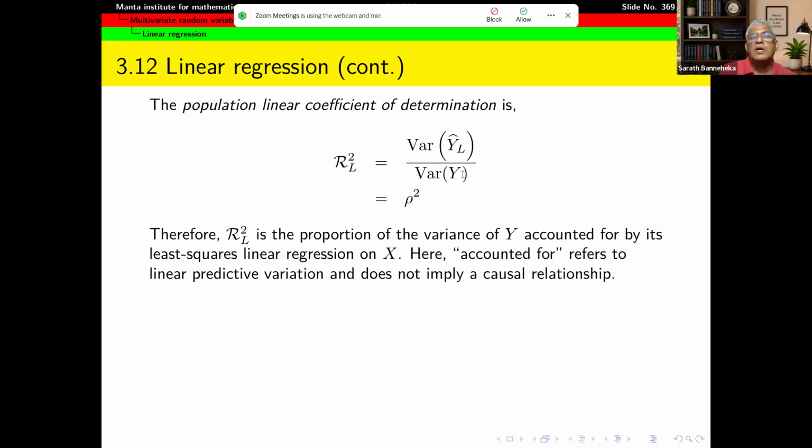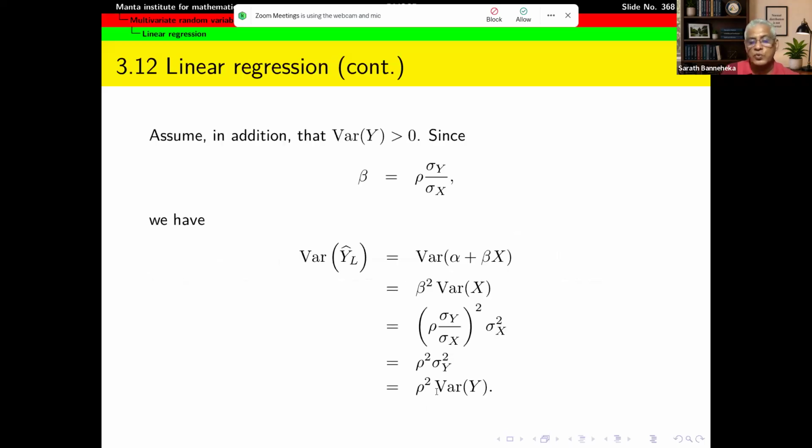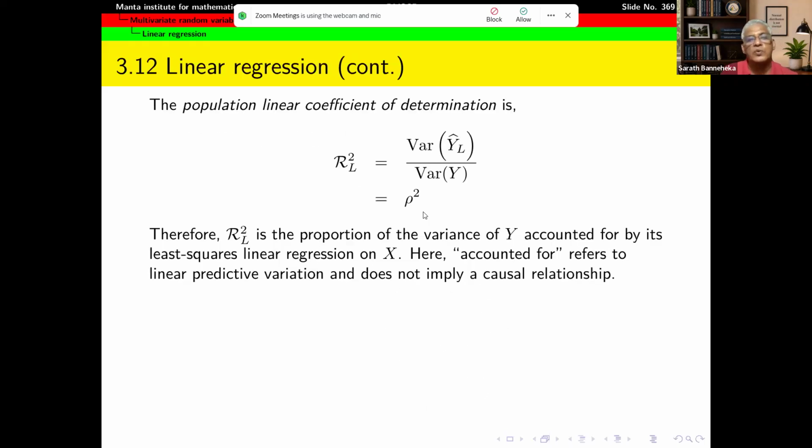And this is the variation of y without explaining by x, that is the original variation. So the ratio is equal to rho square, right? Rho is the Pearson correlation coefficient theoretically. So in this case, when you are looking at the linear regression, the linear coefficient of determination is actually equal to the square of the Pearson correlation coefficient.